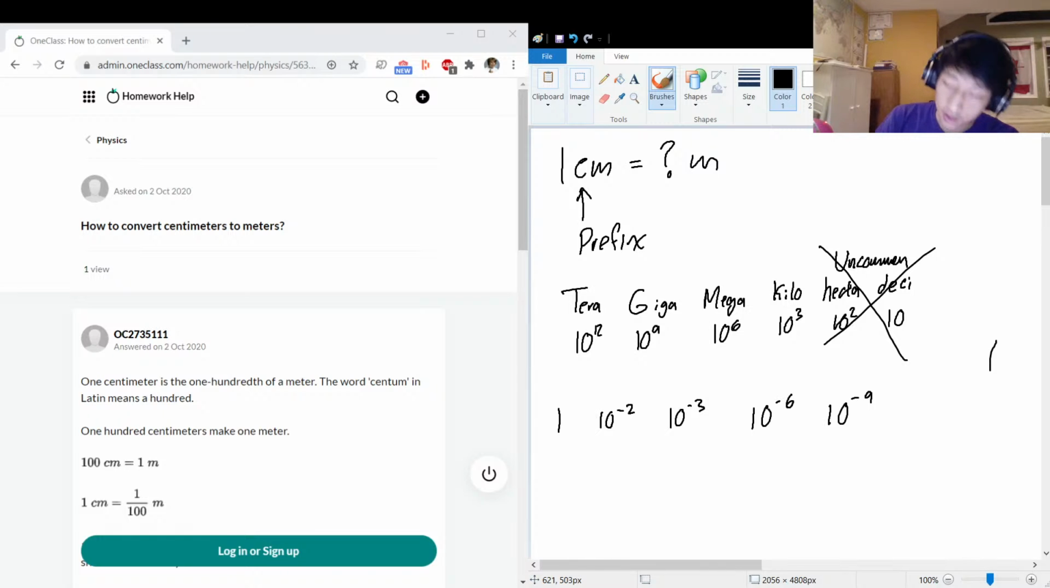So 1 is just, you don't have any prefix. This one would be centi. This one would be milli. My name is Millan, by the way, and milli is my favorite because it's a milli.